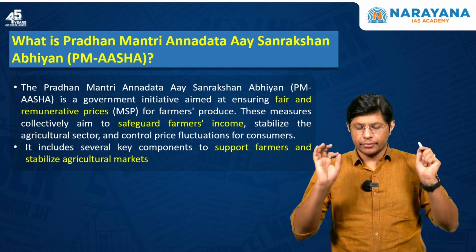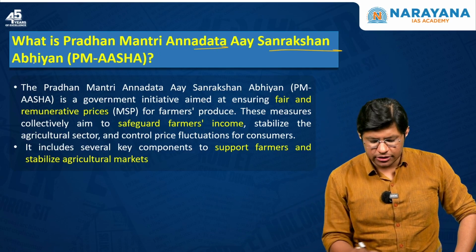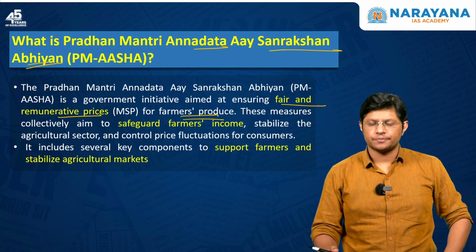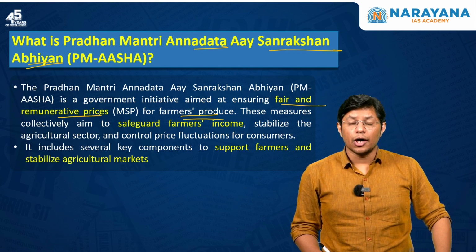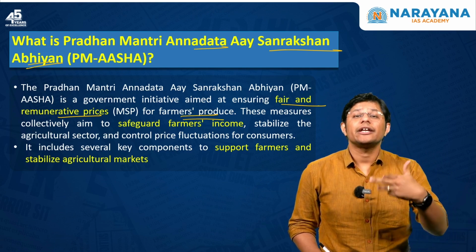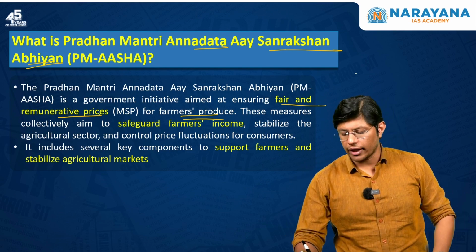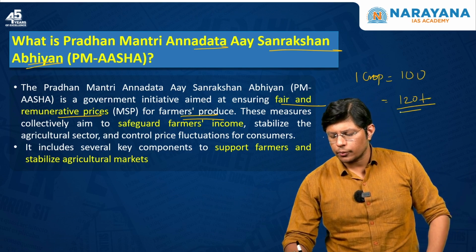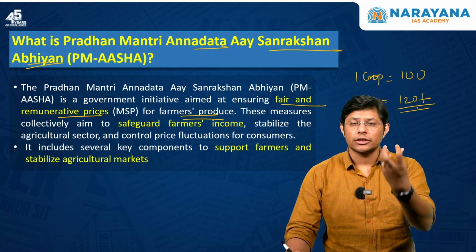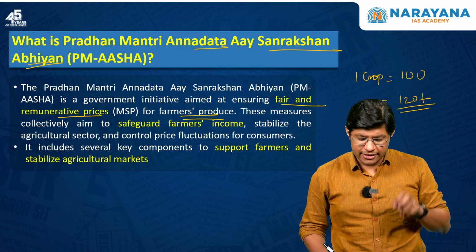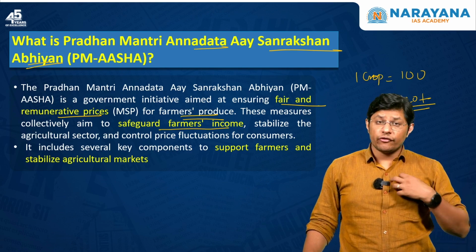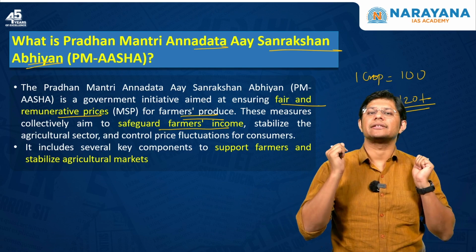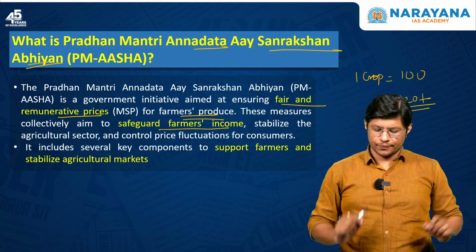Now, first of all, what is PM AASHA? PM AASHA is Pradhan Mantri Annadata Aay Sanrakshan Abhiyan. The purpose is to ensure fair and remunerative prices for farmers' produce. So, for the crops that the farmer produces, the government is trying to ensure that the farmers are getting remunerative prices, which means, let's say for example, a farmer has grown one crop and the cost of this crop including everything is 100 rupees. Now, the farmer should at least get 120 rupees plus. This is remunerative prices, that is, the farmer should get some profit. The purpose behind this scheme is to safeguard the farmer's income. So, if you secure the farmer's income, the agriculture sector is safe and the contribution of agriculture sector would further increase. That's the reason it is very important to support the farmers of our country, right?